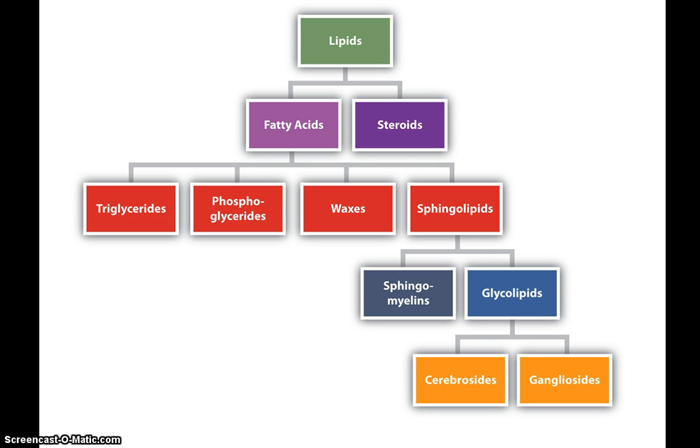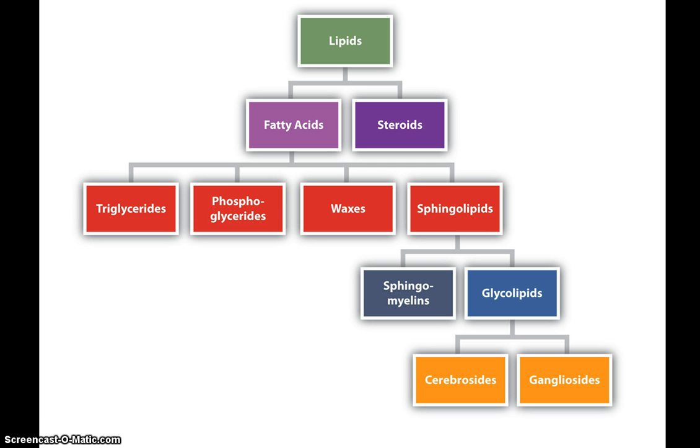And here's just a quick diagram of the breakdown of it. So lipids are broken into two categories, fatty acids and steroids. Steroids we'll mention briefly at the end, because there's cholesterol and a couple structures, testosterone, estrogen, that look like them. But then fatty acids are going to be the big one we'll concentrate on.